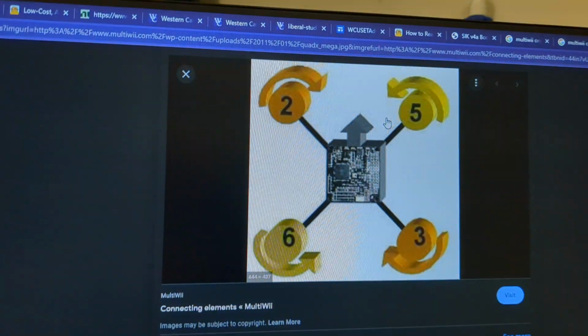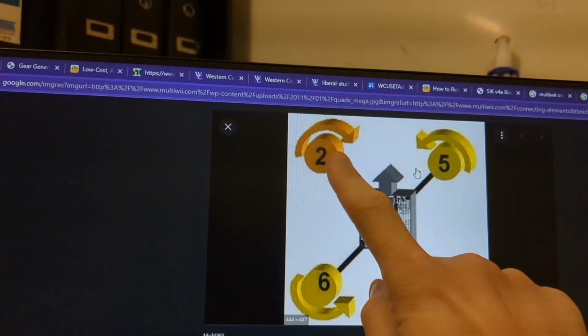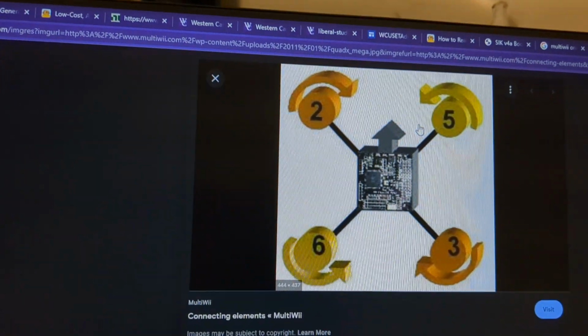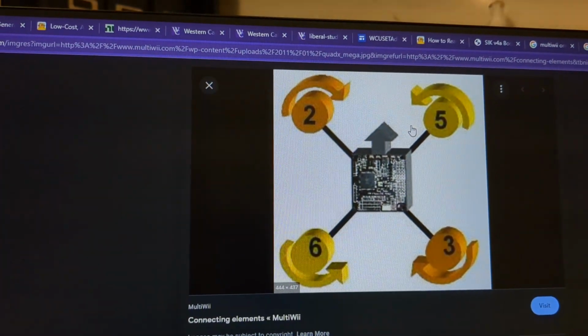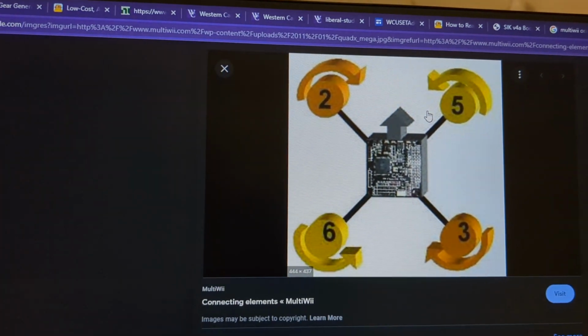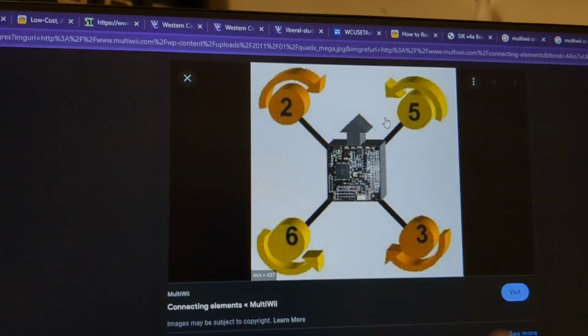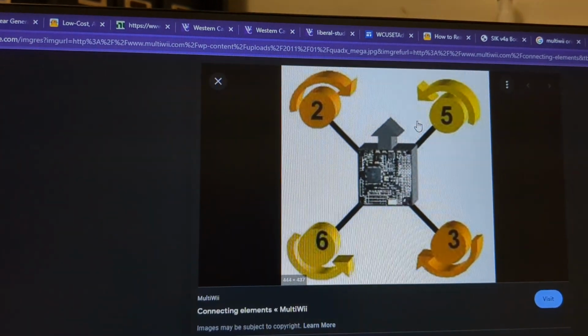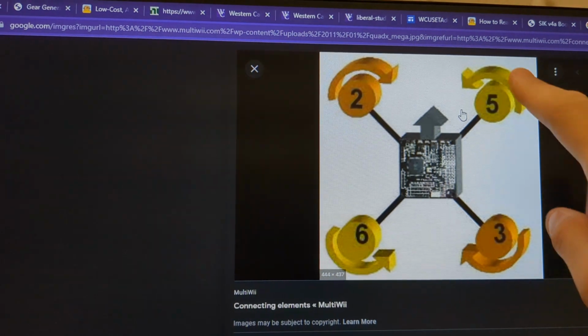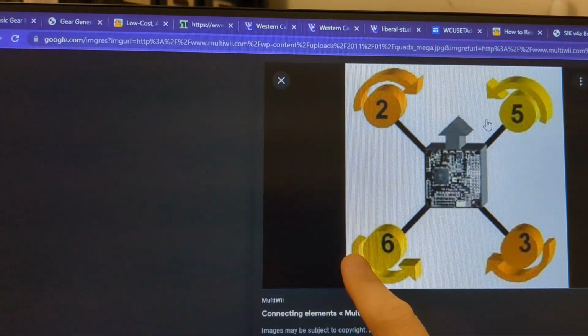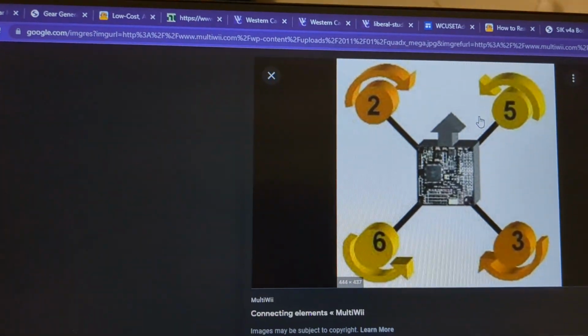And so when you look here, the numbers are the pin numbers that you're connecting them to on the Arduino, but this is for a different layout here that I've got. This is a different circuit board. It's more like the one you're using. But the props need to spin opposite of one another to cancel out gyroscopic motion.